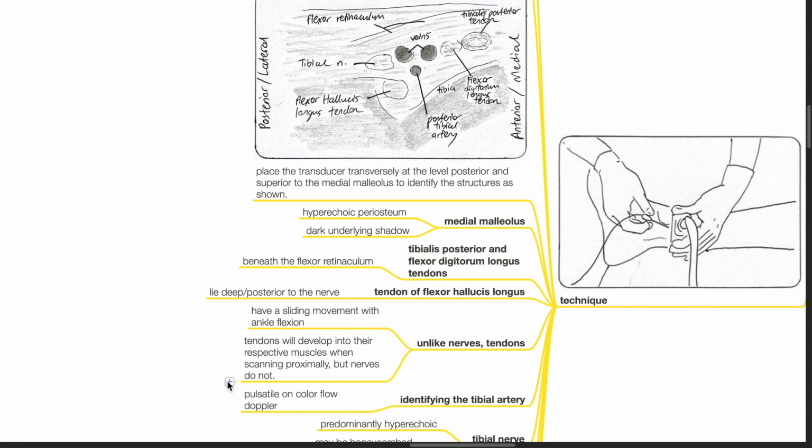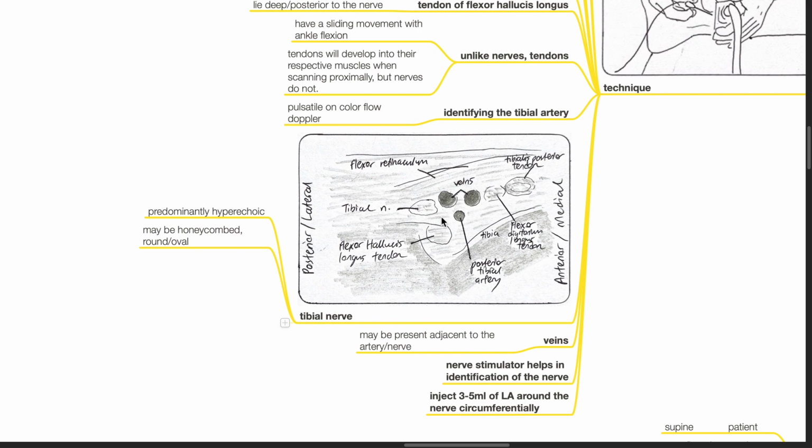The tibial artery is pulsatile on color flow Doppler. The tibial nerve is predominantly hyperechoic. It may be honeycomb, round or oval in shape. The veins may be present adjacent to the artery and the nerve. Nerve stimulator helps in identification of the nerve. Inject 3 to 5 mL of LA around the nerve circumferentially.